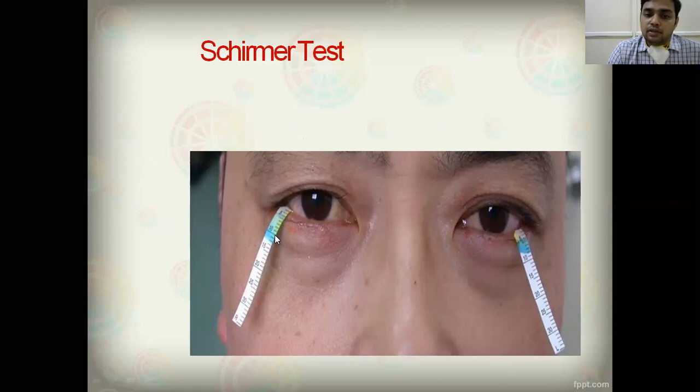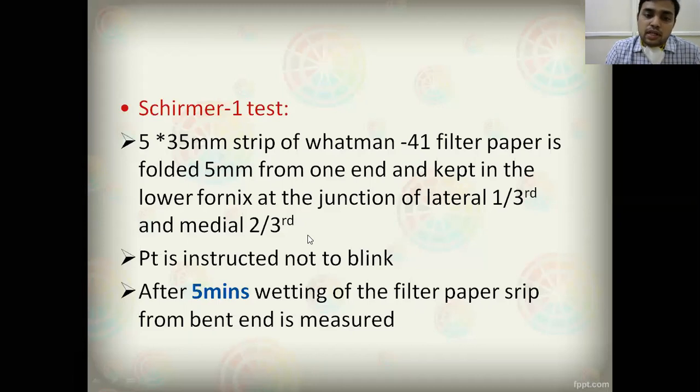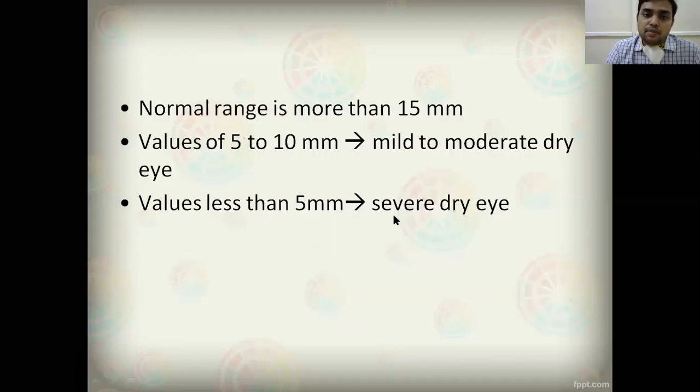Mild to moderate dryness is seen in both eyes, as it is less than 15 mm. So after 5 minutes, if the wetting is more than 15 mm, it is a normal test. If the wetting is 5 to 10 mm, it's a mild to moderate dry eye, and if it is less than 5 mm, it is a severe dry eye.